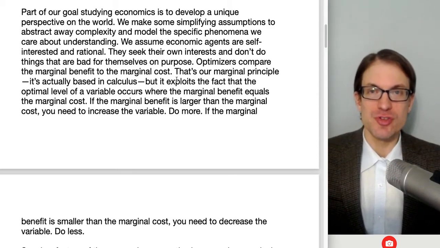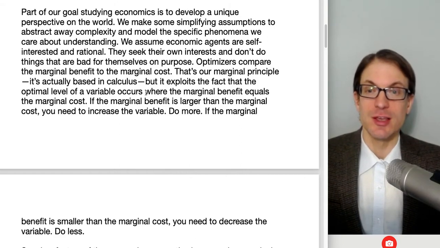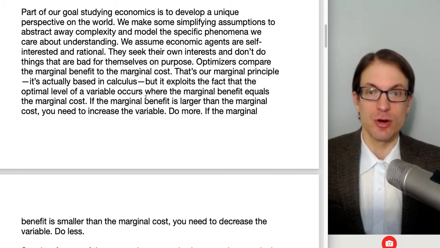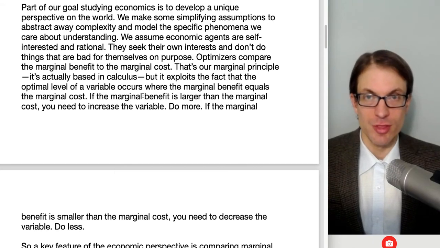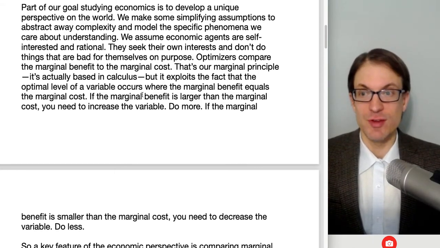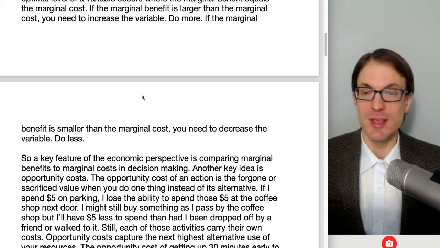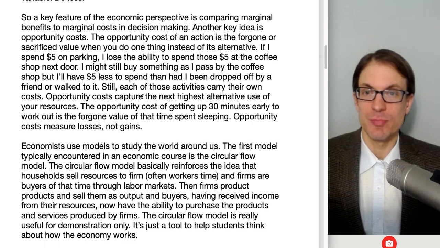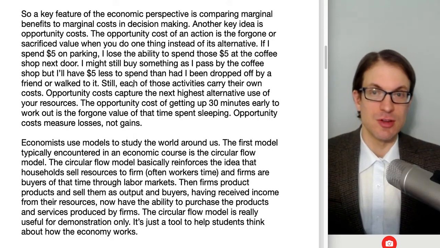Optimizers compare the marginal benefit to the marginal cost. That's our marginal principle. It's actually based in calculus, and it's exploiting the fact that the optimal level of a variable occurs where the marginal benefit equals marginal cost. If the marginal benefit is larger than the marginal cost, you should do more of that activity. If the marginal benefit is smaller than the marginal cost, you should do less of that activity. And the optimal is where marginal benefit exactly equals the marginal cost. So a key feature of the economic perspective is comparing marginal benefits to marginal costs in decision making.